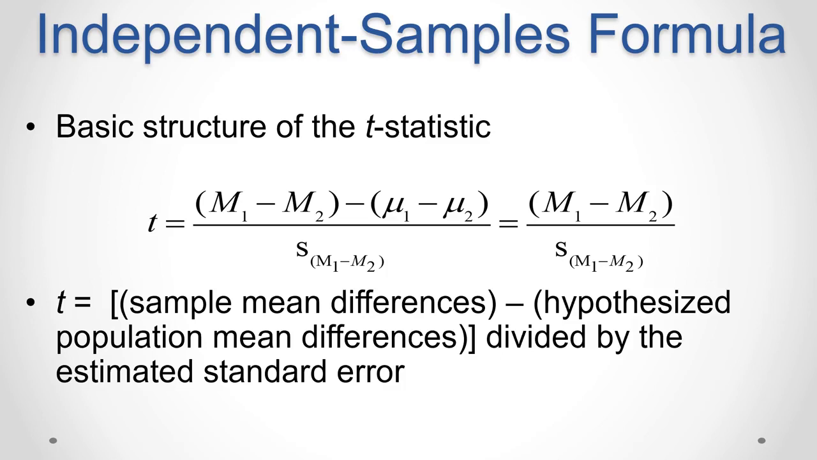The test statistic for the independent samples design has the same structure as the one sample t introduced in Chapter 9, where t is equal to the sample statistic minus the hypothesized population parameter divided by estimated standard error. However, in the independent samples situation, all components of the t formula are doubled. There are 2 sample means, 2 population means, and 2 sources of error contributing to the standard error in the denominator. In the formula for an independent samples t-test, we subtract the mean difference between the sample means, M1 minus M2, from the mean difference stated in the null, mu1 minus mu2, which is always equal to 0.